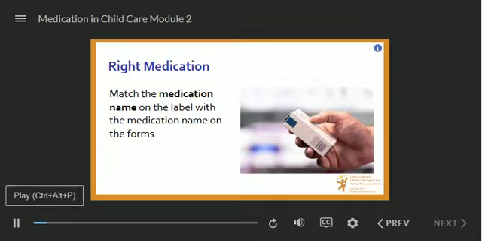The next right is right medication. To be certain the right medication is being administered, check that the medication name on the label is the same as the medication name on the permission form. Ask these questions. If the medication is prescribed, is the name of the medication on the label the same one that was prescribed to this child? If the medication is for a chronic medical condition, is the medication the same as is listed on the medical action plan? And, is the medication name on the label the same one the parent authorized on the medication administration permission form?